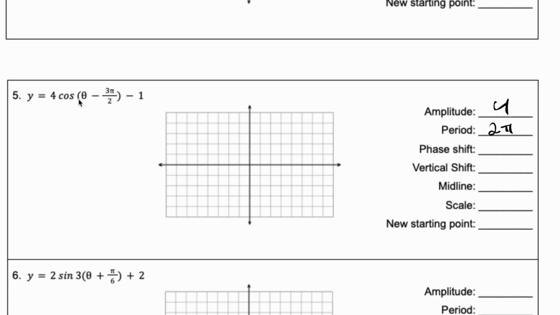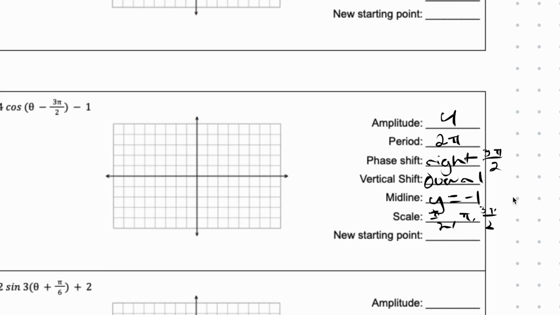Our phase shift, we're subtracting 3 pi over 2, so we're going to move right 3 pi over 2. Our vertical shift is going to be our k out here, so we're going to move down 1. Our midline, thus, is going to be y equals -1. Our scale is going to be our period divided by 4, so it's going to be pi over 2, pi, 3 pi over 2, and 2 pi, of course.